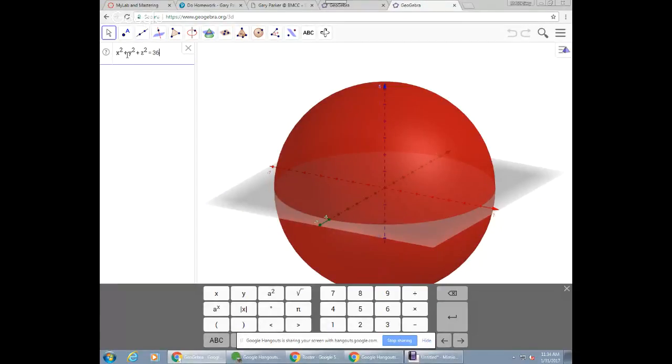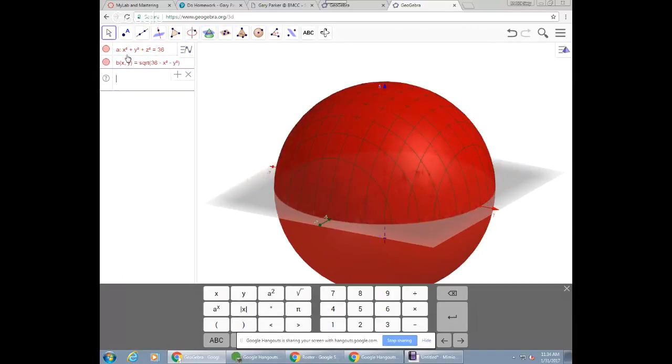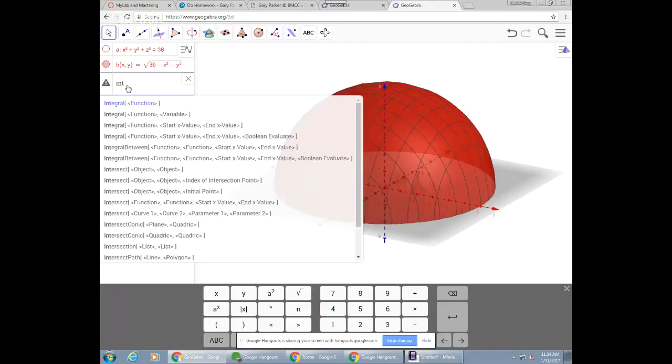Well, it's technically not a function we can integrate unless we solved for z. So if we rewrote it as z equals plus or minus the square root, what if we tried the square root of 36 minus x squared, minus y squared? Look at that. So if I turn off this one right here, we just get the upper sphere. And then what if I try to integrate that?